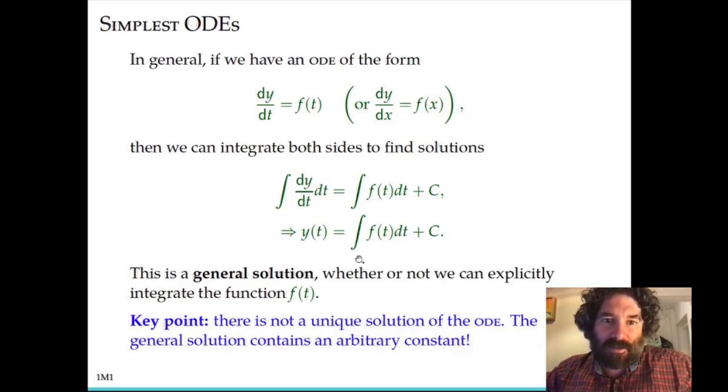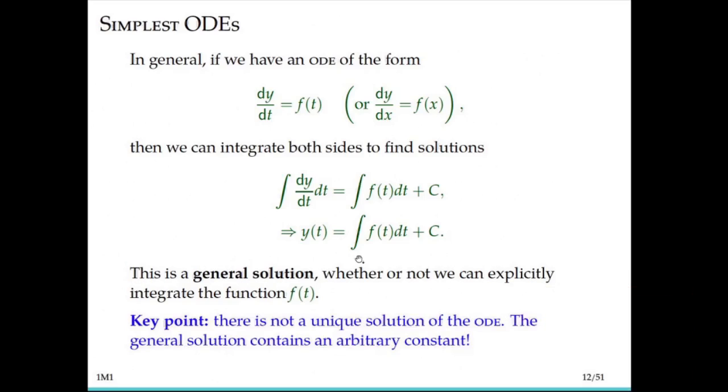A key point here is that there is not a unique solution. The general solution contains this arbitrary constant, c, and c can have any value, which corresponds to the fact that there's infinitely many solutions of the differential equation. There's one arbitrary constant.